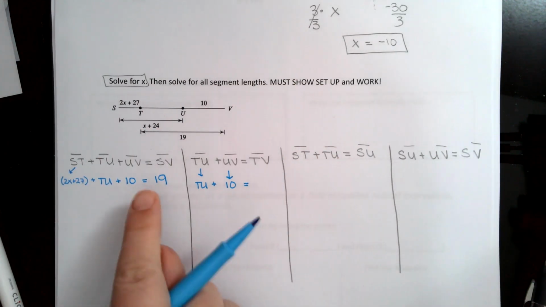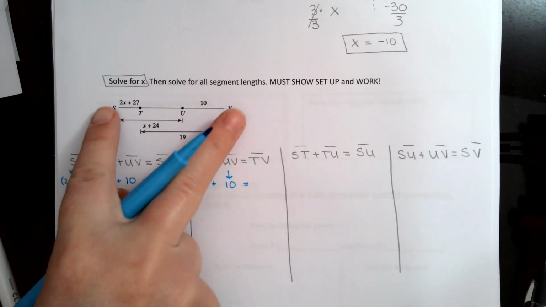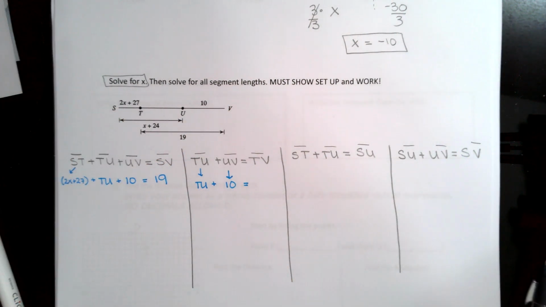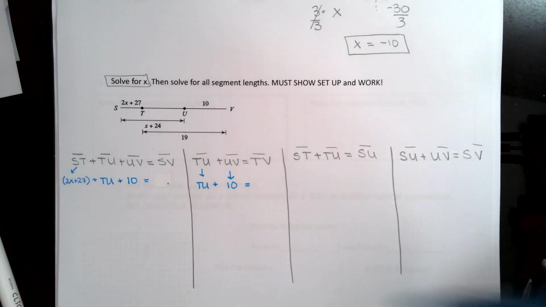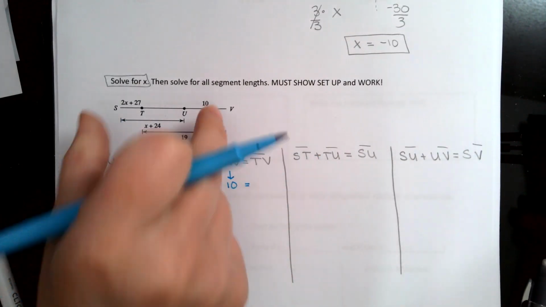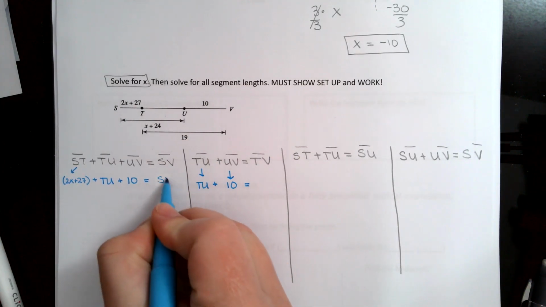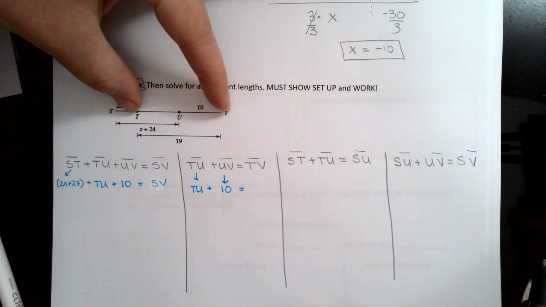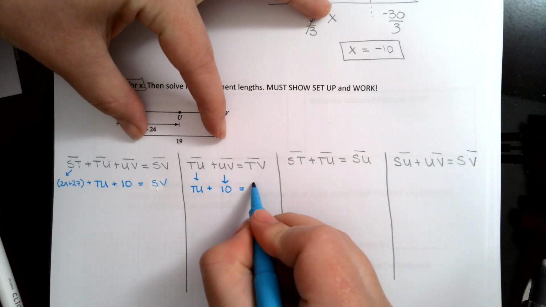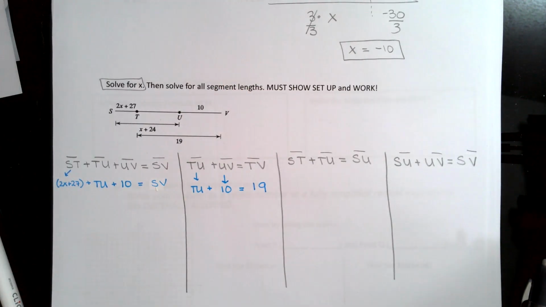oh, hold on a minute. SV, if we bring our fingers down here, is not 19. That would be our TV. So I'm going to erase this right here. And I'm going to bring SV as just SV. This is going to be another unknown. I'm glad I caught that. So TV, take our fingers, bring it down. TV is 19.